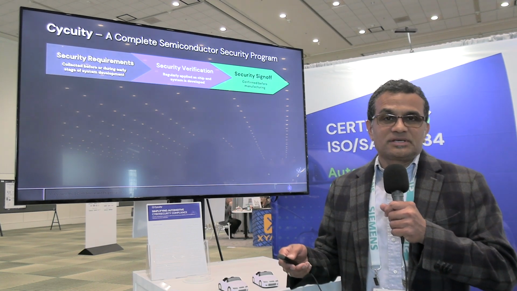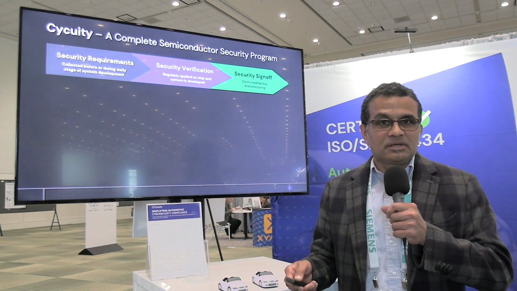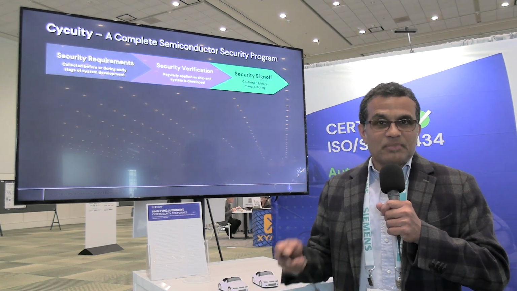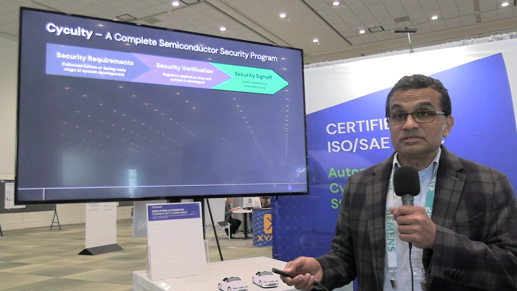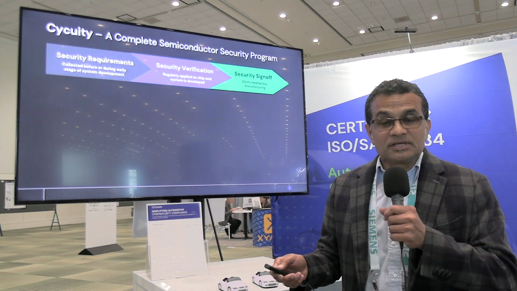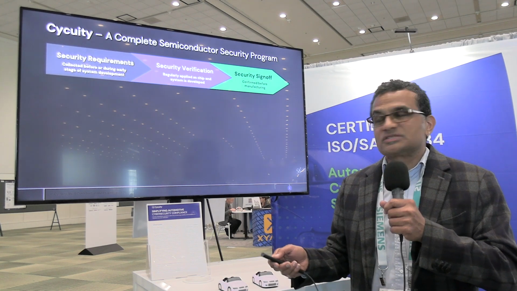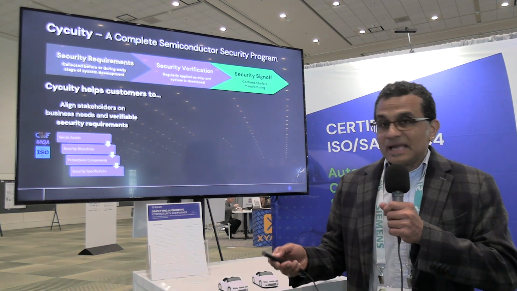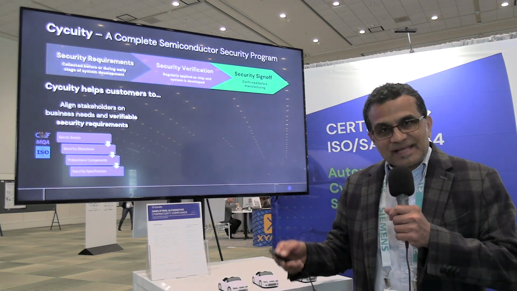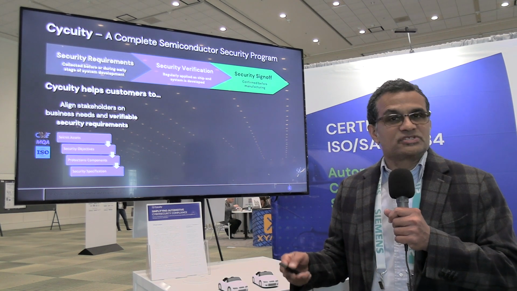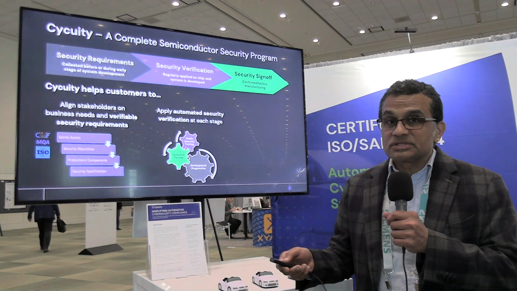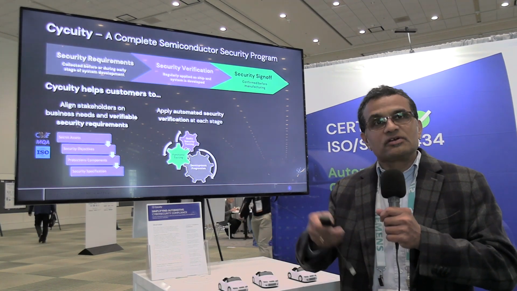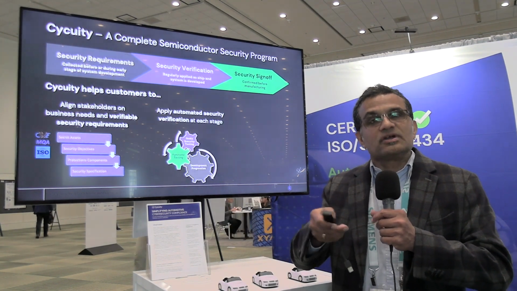So what Cycuity does is we have a methodology where we have a security process which involves security requirements collection, security verification, and then security sign-off. So how does this work? So we first allow customers to gather their security requirements from the security architects, and then we convert them into Radix rules, which are this conversion of the security requirements into the RTL.